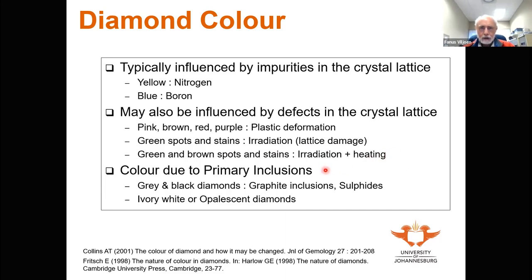Then diamond color due to primary inclusions. We're talking here about things like graphite inclusions as well as sulfide inclusions in diamonds. If you have an abundance of graphite inclusions or an abundance of sulfide inclusions, the diamonds are very typically gray or black. We do also find a subpopulation of diamonds which have an ivory white color or maybe opalescent. In that instance, the color of the diamonds is most likely due to swarms of micro-inclusions that are distributed throughout the diamond. And the nature of those inclusions is still comparatively poorly understood.